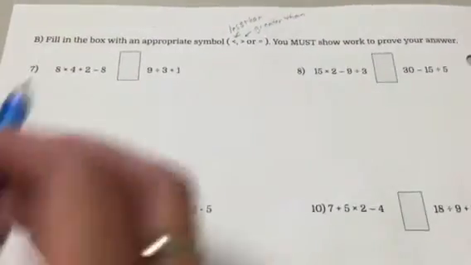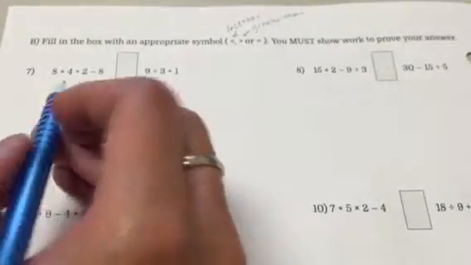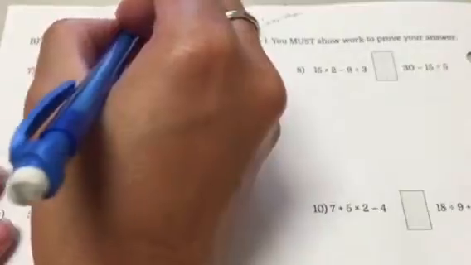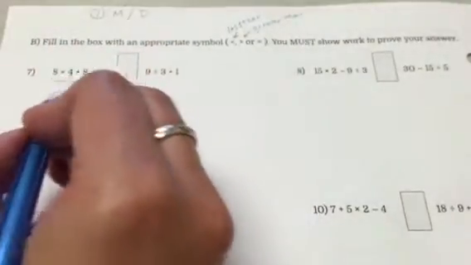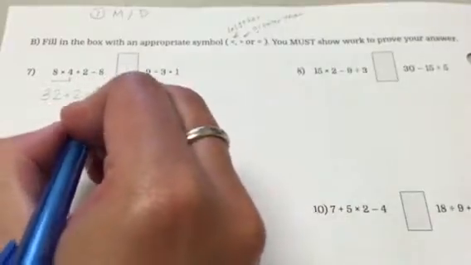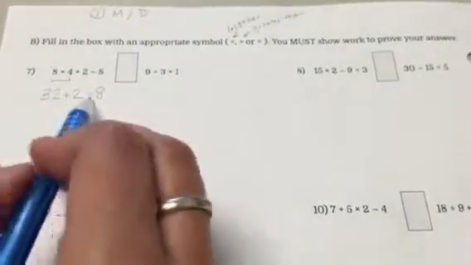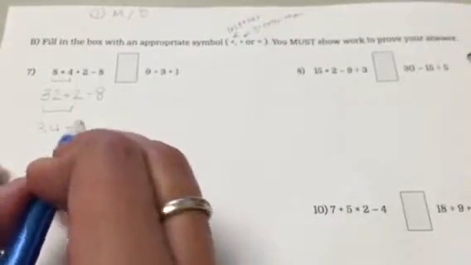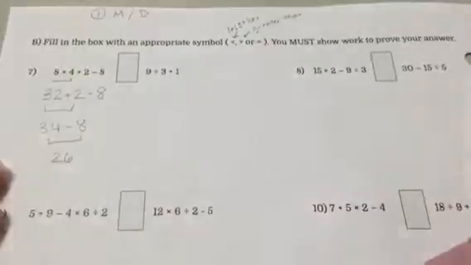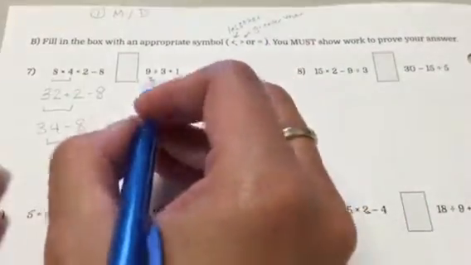So same thing again, I'm going to start on the left-hand side. I'm going to look for multiplying and dividing first. And I see 8 times 4 is 32. Then I'm going to bring down the plus 2 and the minus 8. I've got adding and subtracting, so I go left to right. 34 minus 8 is 26. And I'm going to go to the other side.